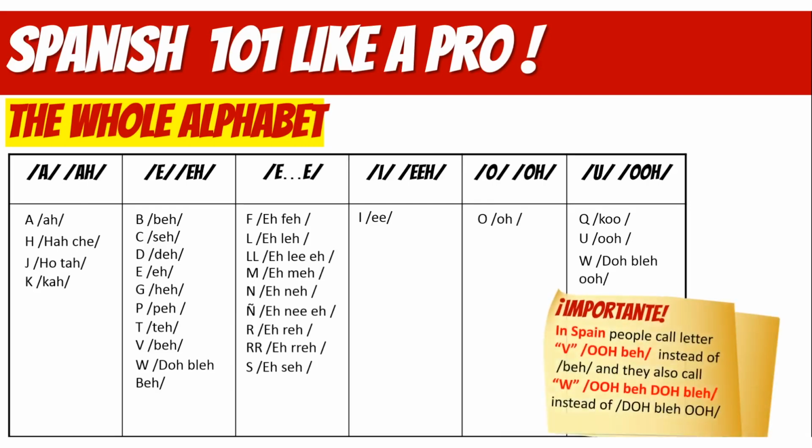Now, importante, something very important. In Spain, people call this V, uve, instead of B. And they also call the W, uve doble, instead of W. X, Y, that's a tough one. Y, Z.